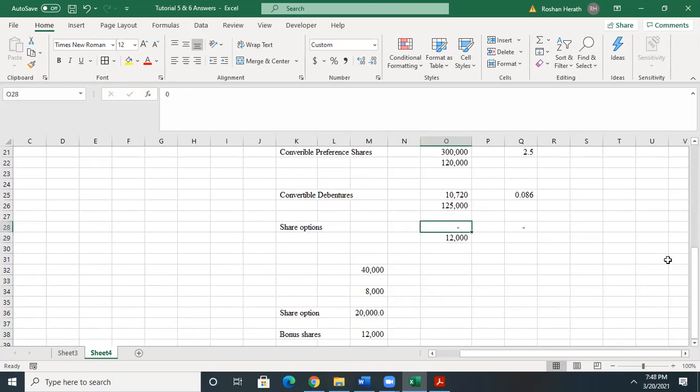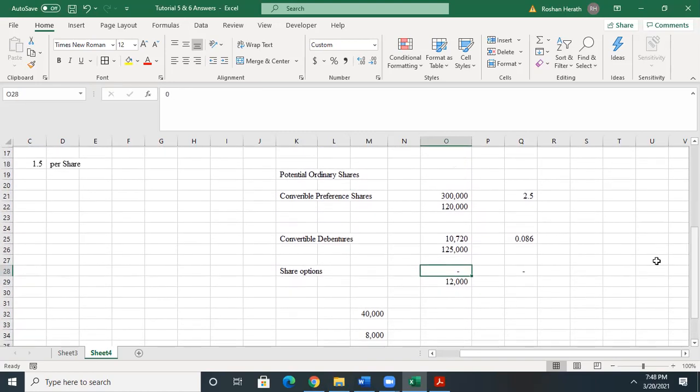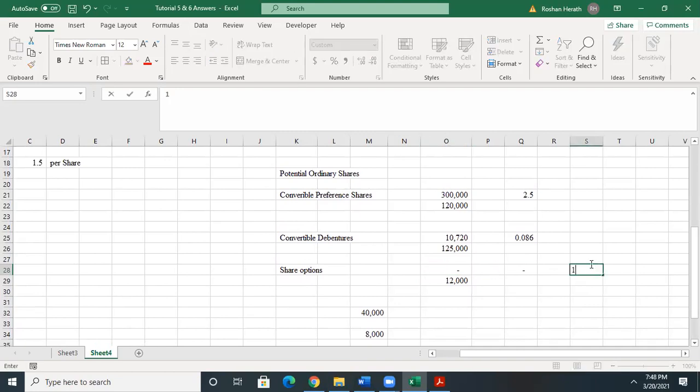It adds nothing. So therefore, if I want to give a ranking, this is the most dilutive, this is the rank. So you need to give a rank for that, because when it comes to the dilutive earning per share, you are going to consider each of these potential ordinary shares. As long as it dilutes, you continue. At one point, if you find that it is anti-dilutive, you are going to stop.